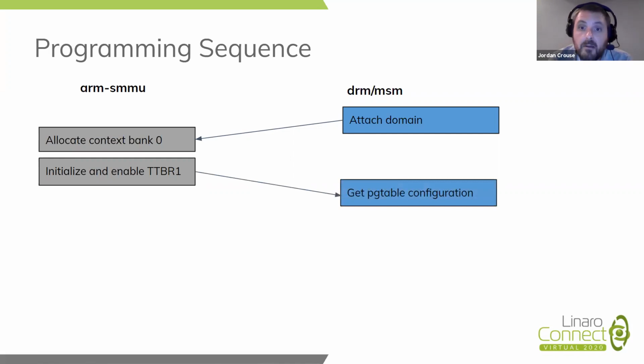So then the next step is we come back into DRM MSM, and it's time for us to create our first instance page table. What we do is we get the page table configuration from the ARM SMMU driver, and this is done via a shared memory interface that is attached to the device.